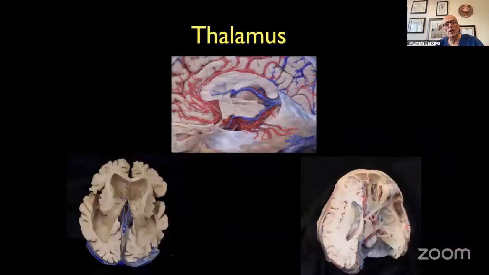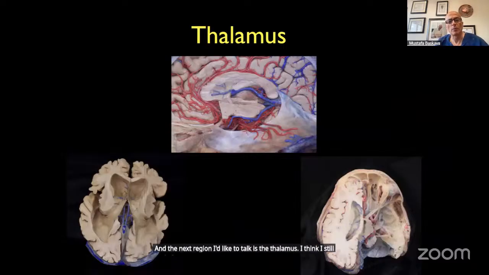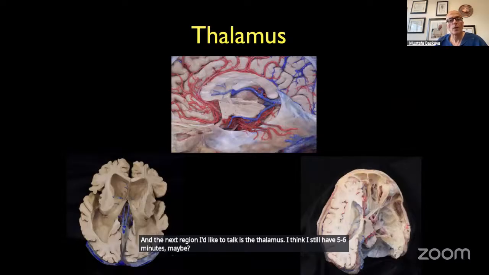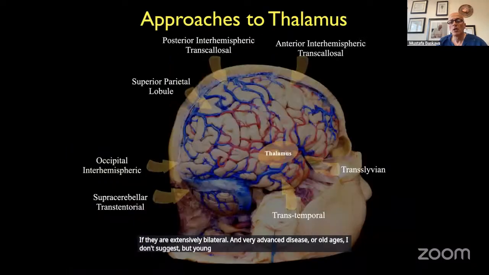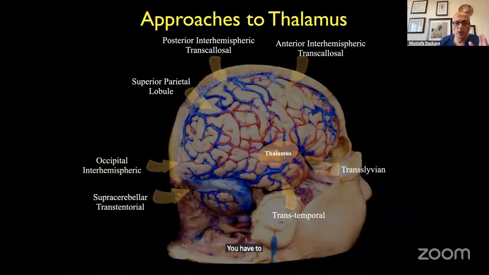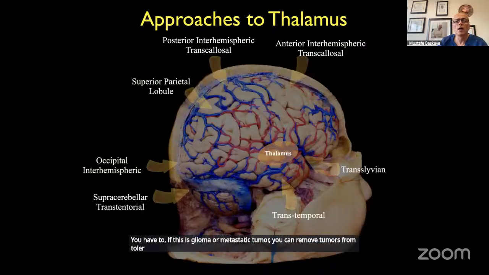And the next region I'd like to talk about is the thalamus. I think I still have 5-6 minutes maybe. The thalamus is a very important region, okay? So many tumors are truly inoperable if they are extensively bilateral and very advanced disease, or in old age. I don't suggest it, but for young patients, if this is glioma or metastatic tumor, you can remove tumors from the thalamus. And there are millions of ways of reaching the thalamus.